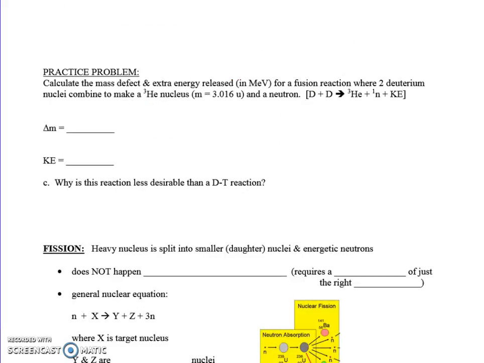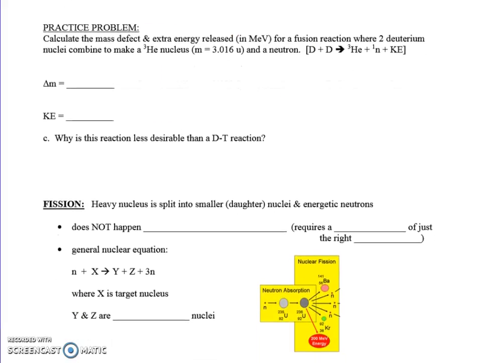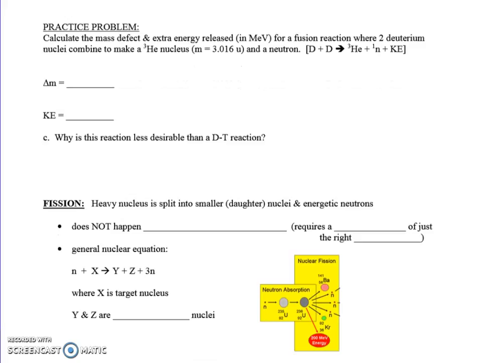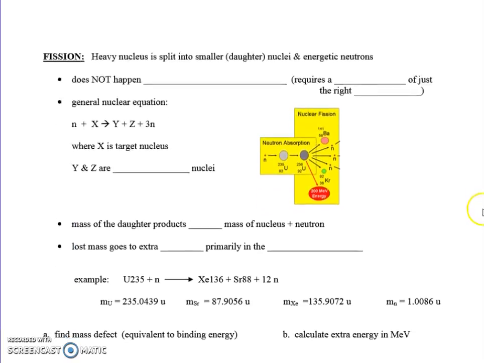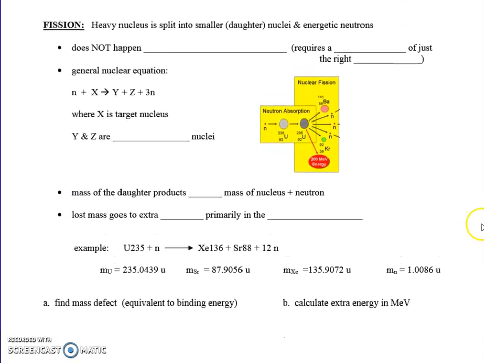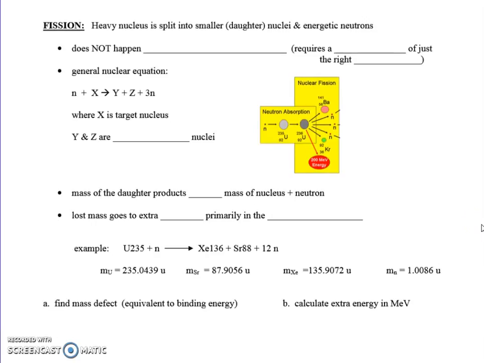Okay, I want you to try, you can do it right now, or you can do it later, a similar problem where we combine deuterium and deuterium to make an H3 nucleus plus a neutron. What we want to do is compare its output in KE to the DT one and see if it's more desirable. The second process we want to look at is the more mature technology, and that's fission.